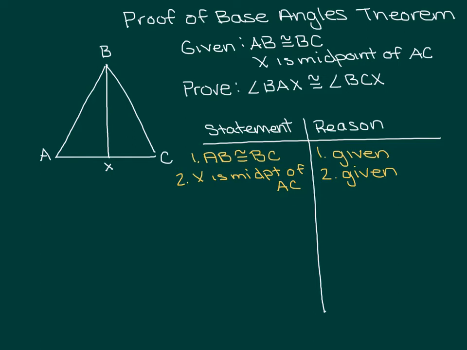Anytime you're given a congruent statement, you should always mark those pieces congruent on the figure. AB is congruent to BC. Then you want to look at your other given statement, X is the midpoint of AC, and see what you know is congruent because of that statement. Because X is the midpoint of AC, we know that AX is congruent to CX by the definition of a midpoint.